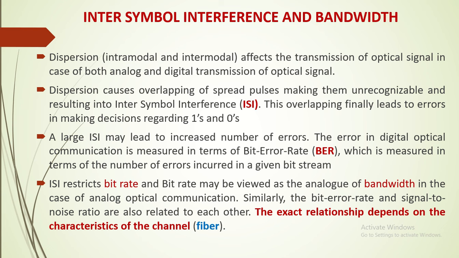Compared to analog communication, digital transmission is used nowadays, so ISI commonly occurs in digital transmission. When there is a large ISI in your optical fiber, that leads to a large number of errors, which will be measured in terms of bit error rate. So ISI restricts bit rate, and bit rate may be viewed as an analog of bandwidth in the case of analog optical communication. Similarly, bit error rate and signal to noise ratio are also related to each other. The exact relationship depends on the characteristics of the channel.